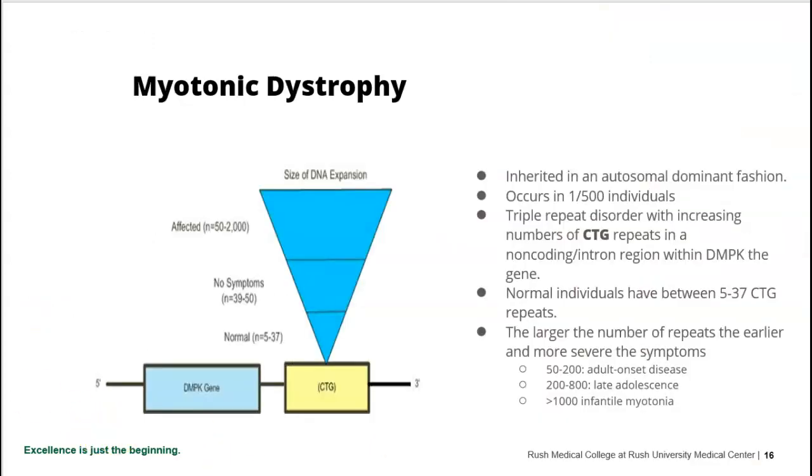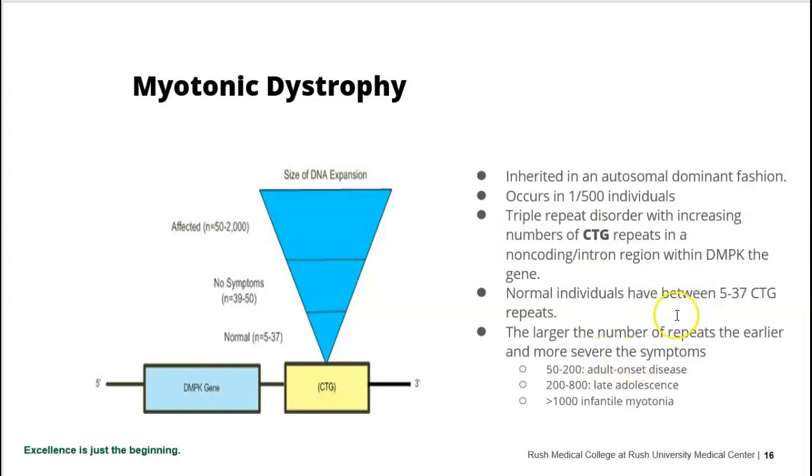Myotonic dystrophy is a triple repeat disorder, which means there's too many repeats of a certain sequence. In this case, it's on the 3' end of the DMPK gene. It's inherited in an autosomal dominant manner. About 1 in 500 individuals have this. And this increased number of repeats affects the ability of this gene to be translated, so a protein is not produced.